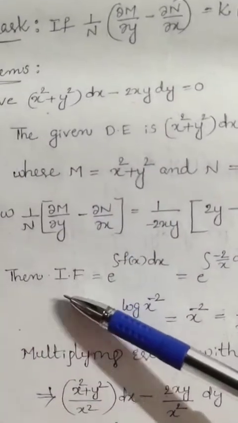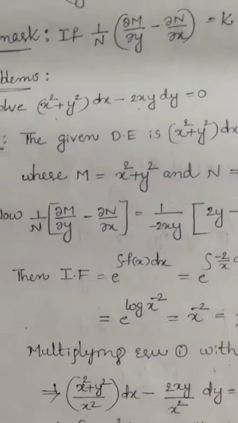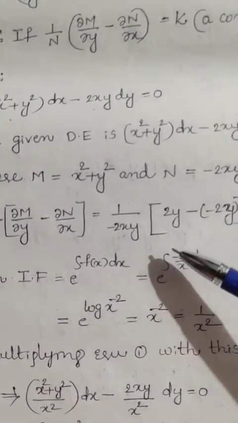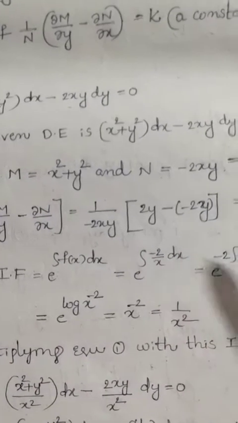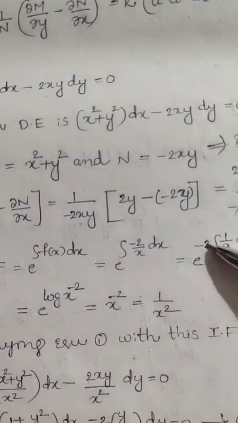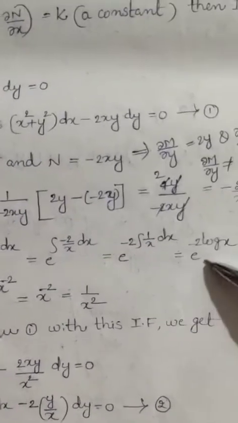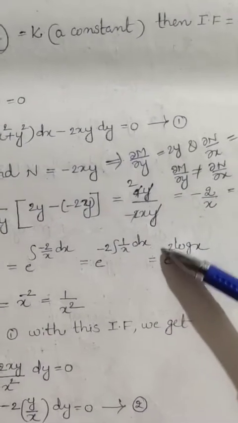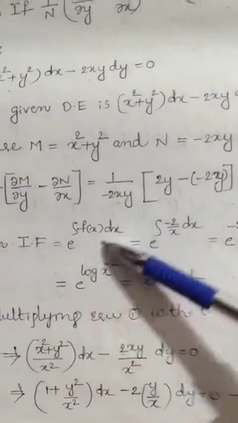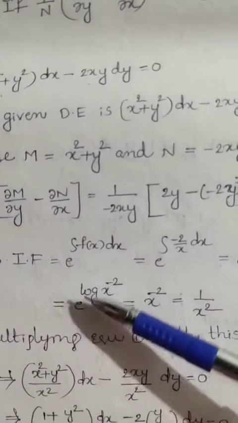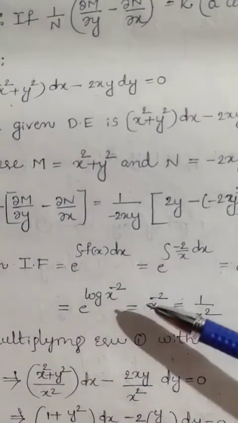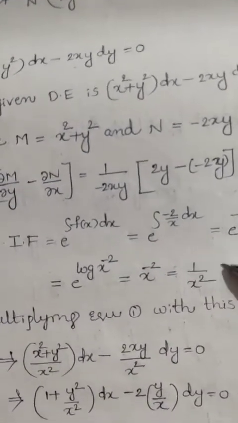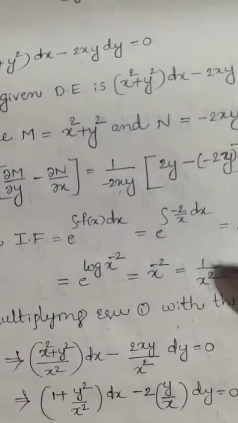Then integrating factor equal to e power integral of f of x into dx, that equal to e power integral of minus 2 by x into dx. Taking minus 2 as common, e power minus 2 integral of 1 by x into dx. The integral of 1 by x into dx value is log x. Now taking this minus 2 to this side, e power log of x power minus 2. Here exponential and logarithm get cancelled, that is x power minus 2, which can be written as 1 by x square. So here integrating factor equal to 1 by x square.